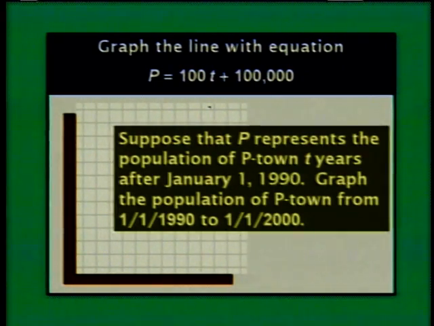Let's suppose that P represents the population of P-town t years after January 1st, 1990. Let's graph the population of P-town from 1/1/1990 to 1/1/2000.